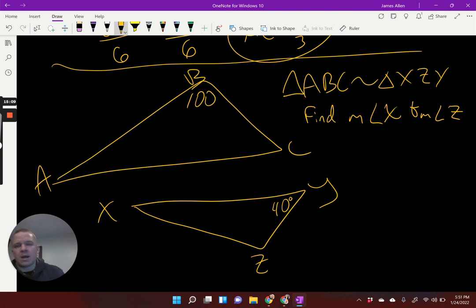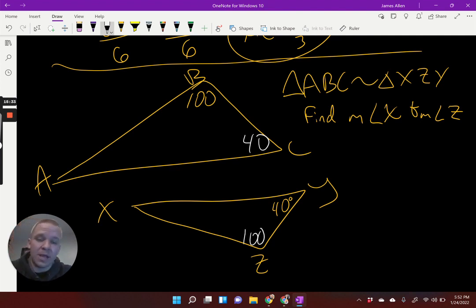Lovely. All right, here we're given two triangles, triangle ABC and triangle XZY, and they're similar. And I'm asked to find the measure of angle X and the measure of angle Z. Okay, so let's see here. If they're similar, that means their corresponding angles are congruent. So Y corresponds to C according to the similarity statement. So that makes this guy 40. B corresponds to Z. So that makes this 100.